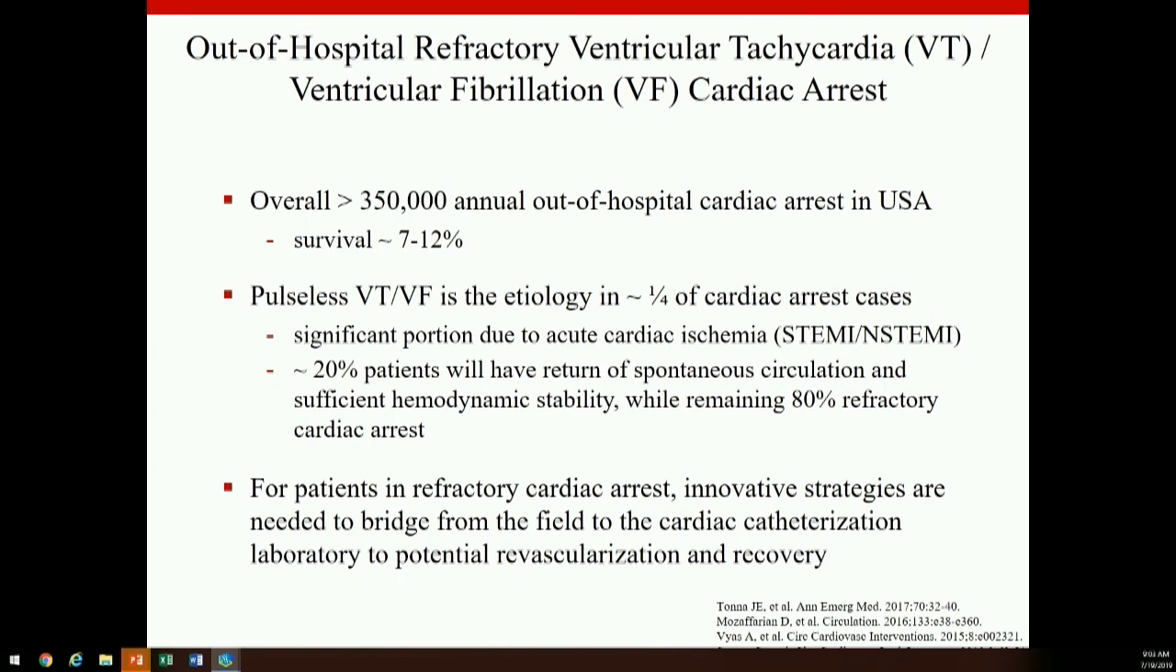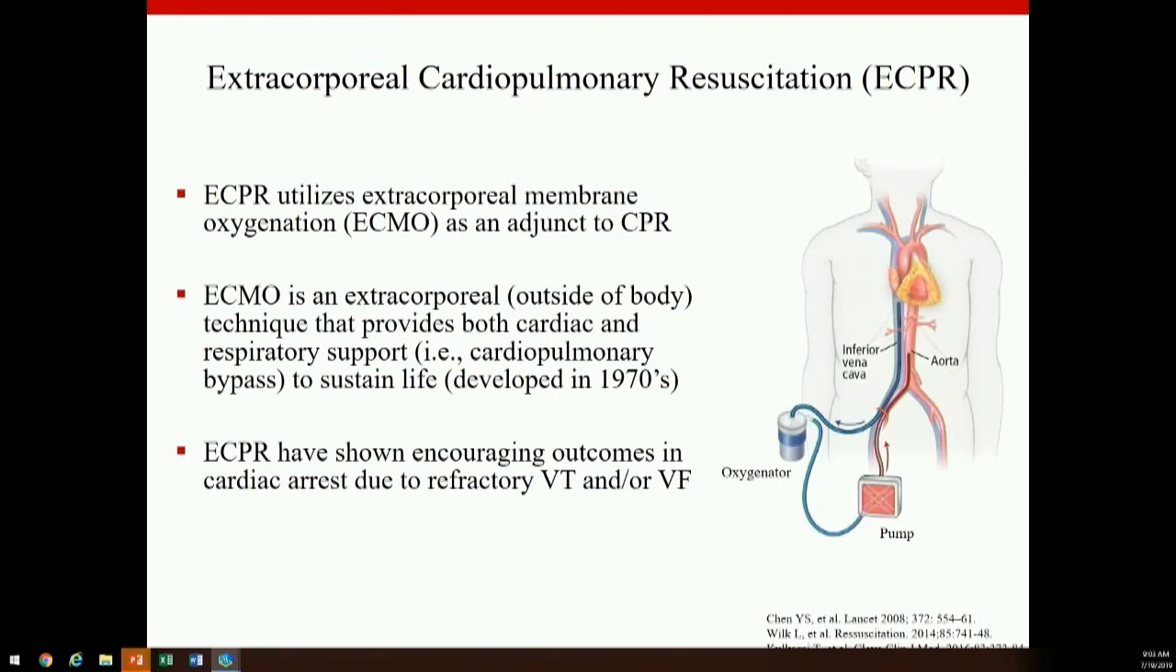So for this patient population, the refractory cardiac arrest, we need to devise innovative strategies to bridge the patient from the field to the cath lab with potential revascularization and recovery. So that's where e-CPR plays a role. e-CPR essentially is ECMO adjunct to CPR, and as the previous lecturer nicely illustrated, ECMO was developed in the 1970s to perfuse the organs, and especially in this case to perfuse the brain, which is typically the rate-limiting step in this patient population, which causes their death.